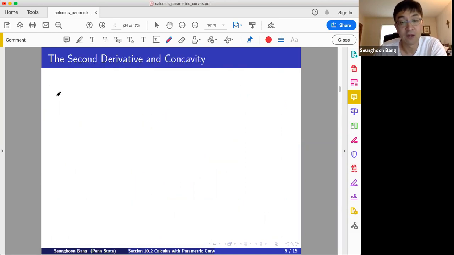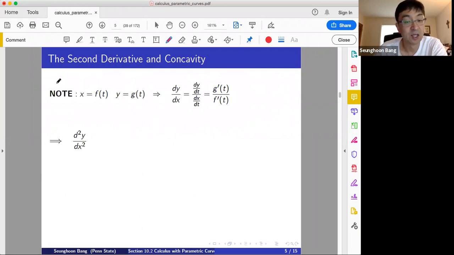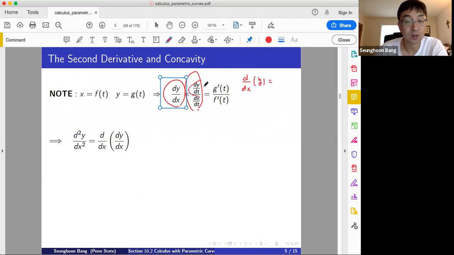Second derivative and concavity. x equals f of t, y equals g of t. What's dy over dx? It's dy over dt over dx over dt, exactly the same as g prime of t over f prime of t, like the previous slide. So what is d squared y over dx squared? It's the same as d over dx of dy over dx. This relation is d over dx of y equals d over dt of y over dx over dt. So like this. What happens?